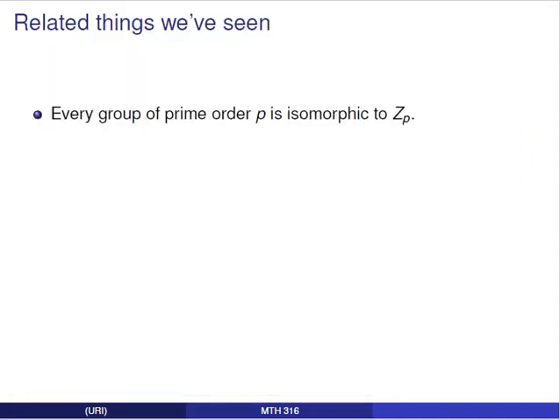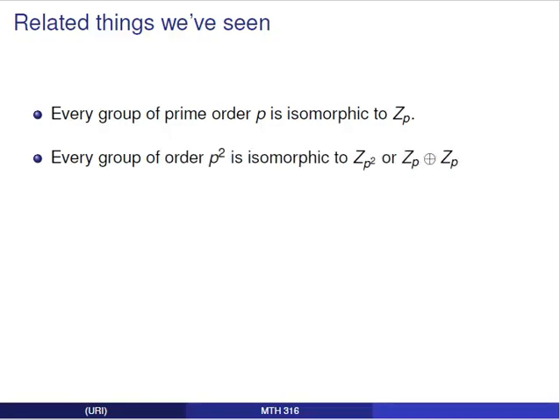Now, leading up to this, we've seen a couple results which kind of fit in with this pattern. We've seen that every group that has an order P, where P is a prime number, has to be isomorphic to Z_P, the cyclic group of order P. We've also seen that every group having order P squared, where P is a prime, is isomorphic either to the cyclic group Z_{P squared} or to the direct product Z_P direct product Z_P.